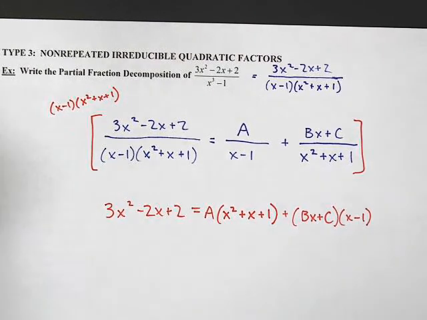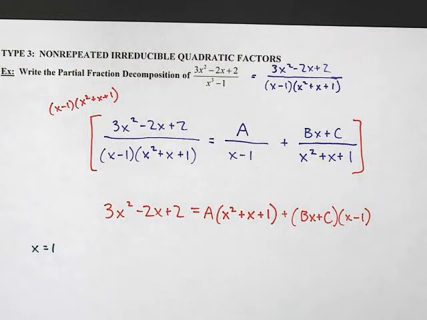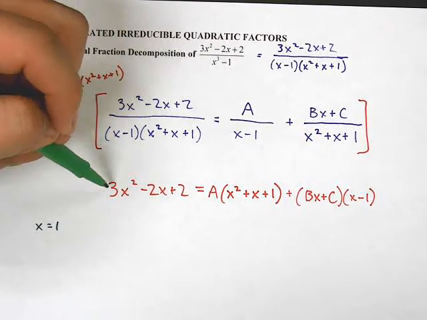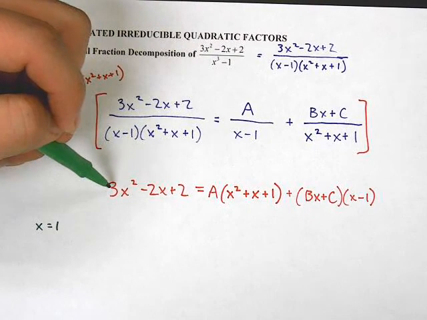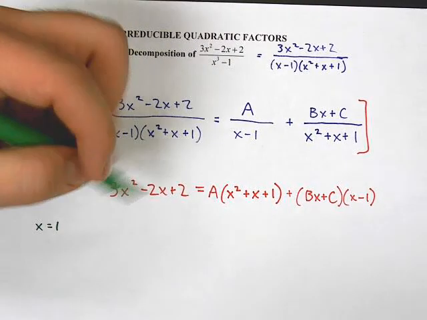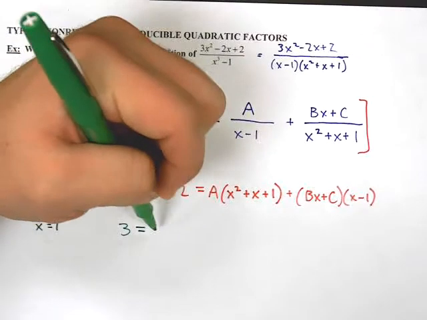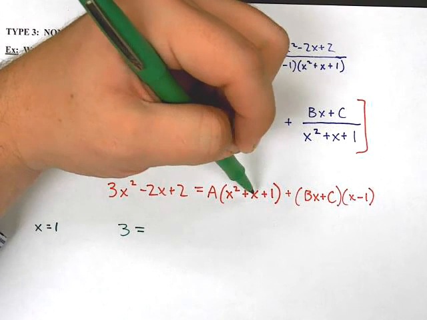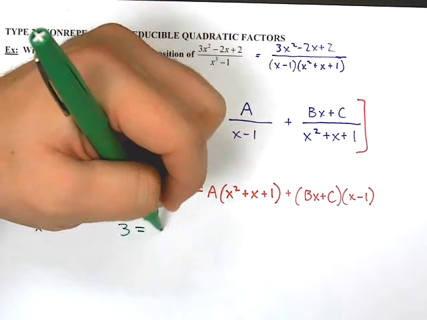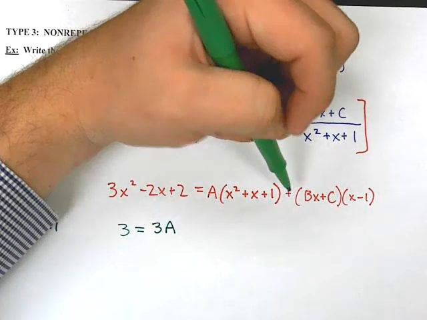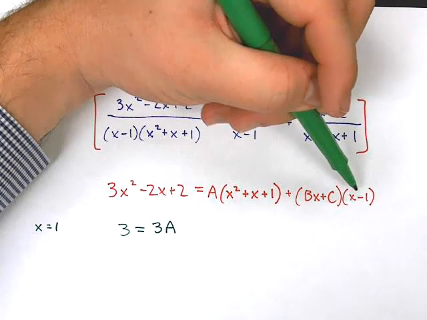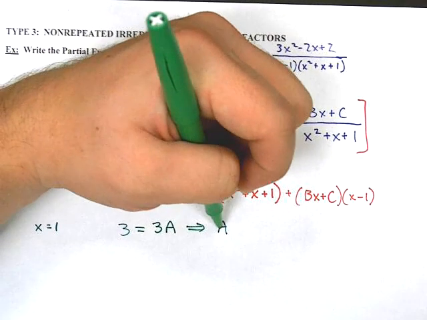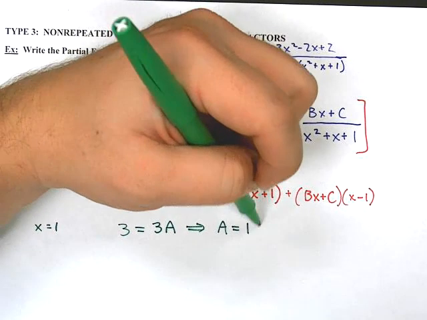I plug in 1. So if I set x equal to 1, and I start solving, well, we have to do a little bit of calculating. So 1 squared, 1 times 3 minus 2 is 1 plus 2. Okay, so 3 equals, let's see here, plug in 1. 1 squared, 1 plus 1 plus 1. So 3a. And then again, if we plug in 1 here, hopefully we remember this is going to completely get rid of this piece. So I know that a has to equal 1.